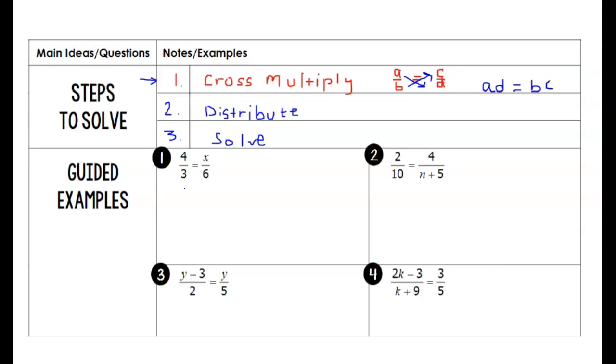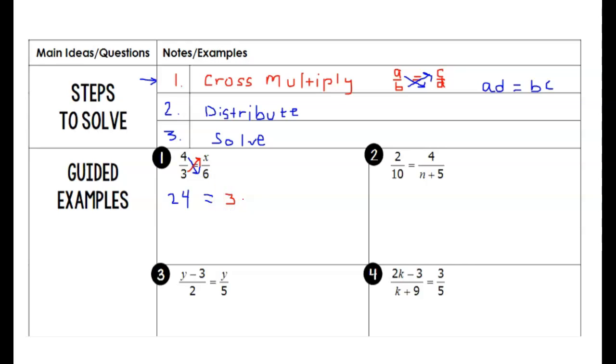Are we all on the same page? Let's practice this with the guided examples above. Example number 1, 4 over 3 is equal to x over 6. Now I got to solve for x. I see I got two fractions. They're set equal to each other. So this is a proportion. I am going to multiply across, 4 times 6. That's 24. And then that's equal to 3 times x, or 3x.